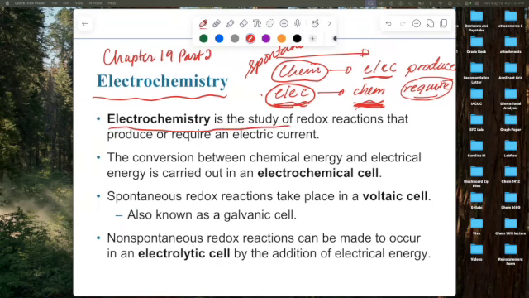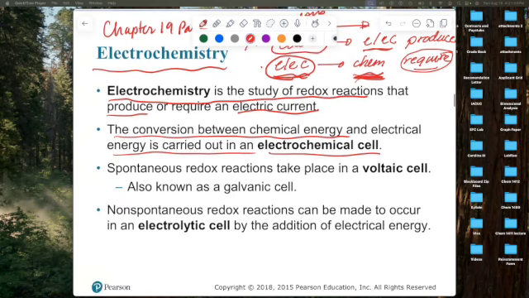Electrochemistry is the study of redox reactions that produce or require electrical current. The conversion between chemical energy and electrical energy is carried out in an electrochemical cell. So in the lab, those of you who are doing this lab, you will be working on a voltaic cell. In general, the electrochemical cell is broken apart into two types.